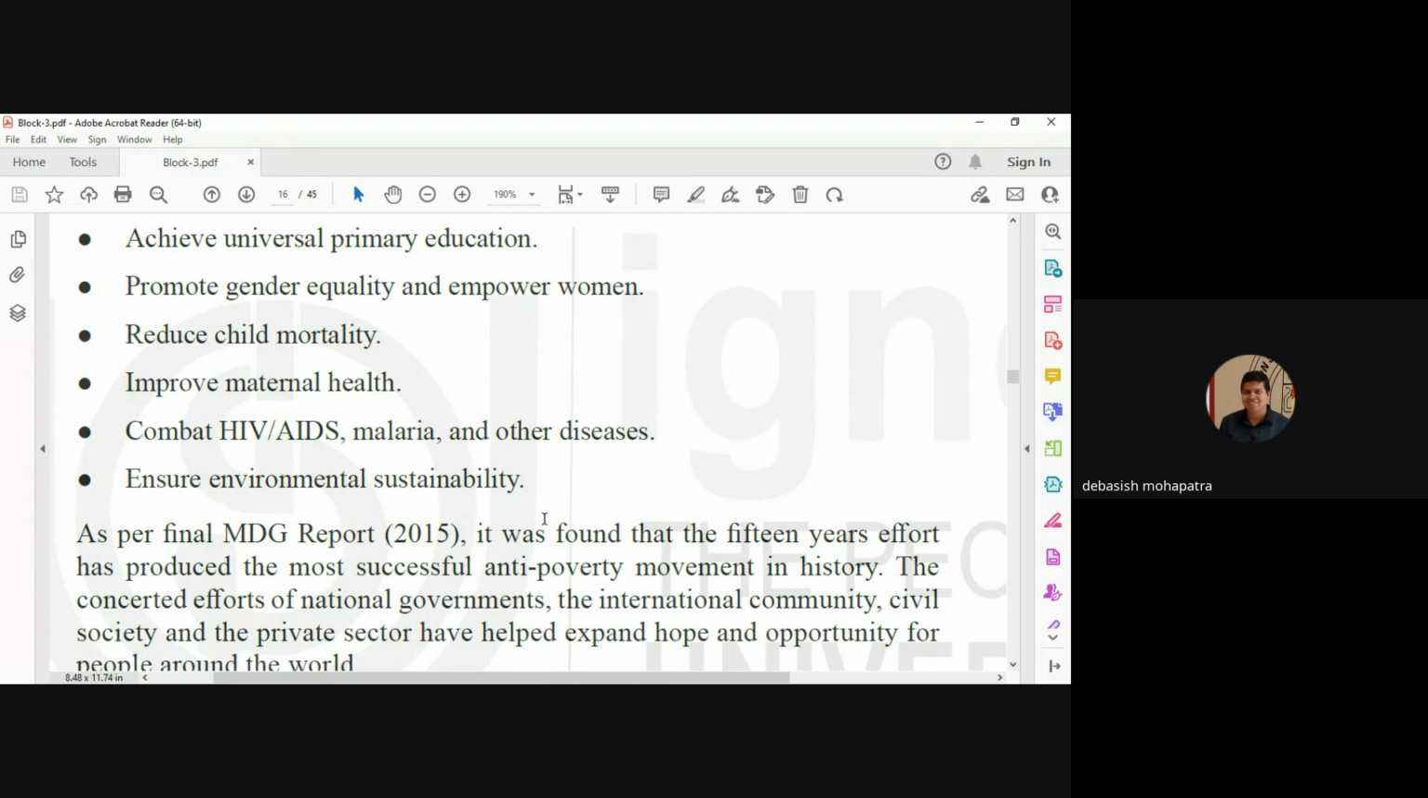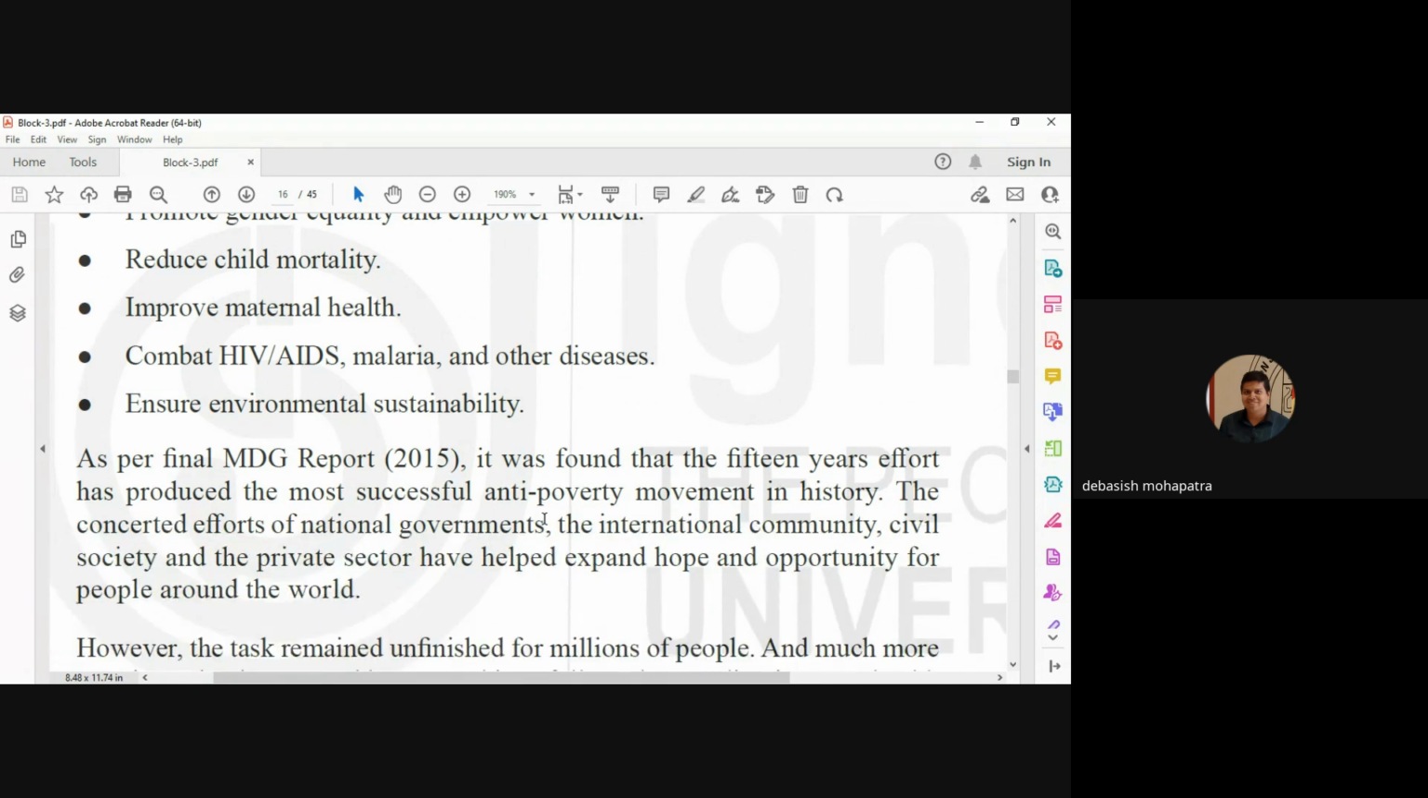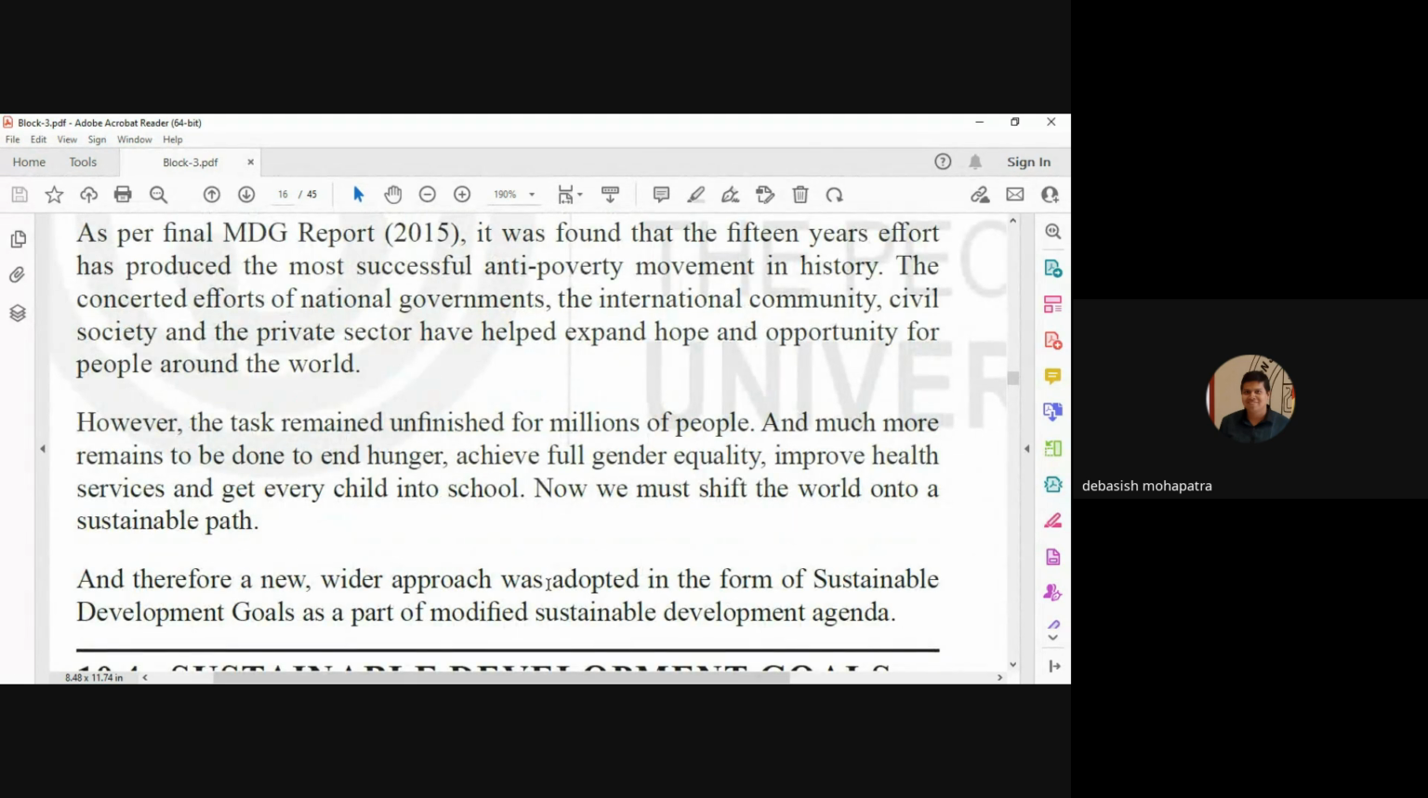So as per the final MDG report, it was found that the 15 years of effort has produced the most successful anti-poverty movement in history. This is the maximum thing we have achieved, an anti-poverty movement in history. The efforts of national governments, the international community, civil society and the private sector have helped expand hope and opportunity for people around the world. However, the task remains unfinished for millions of people. That's what I told you; we all keep on trying.